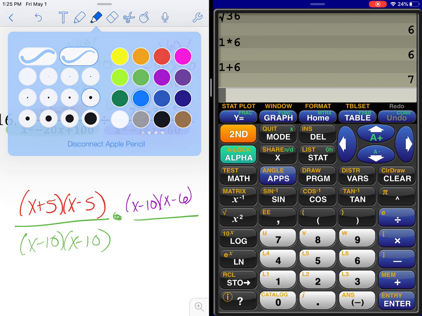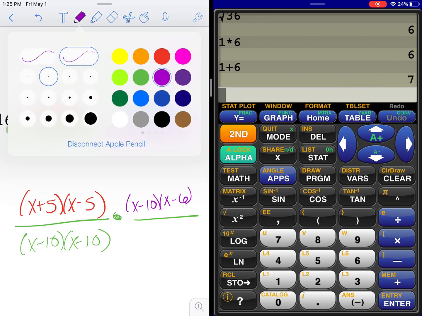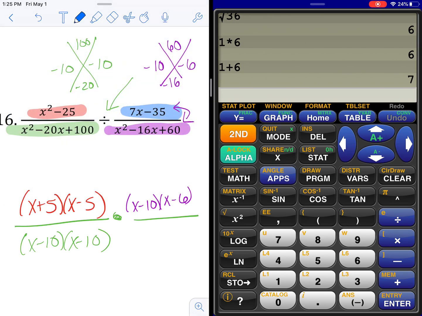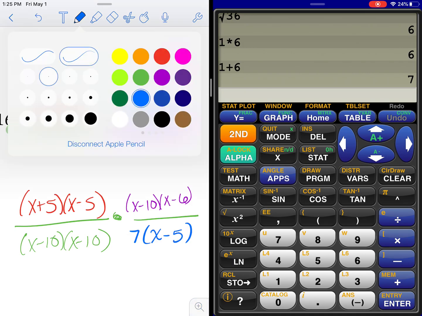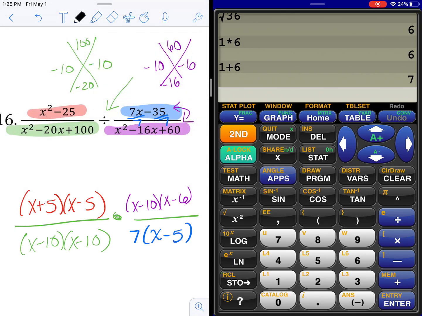And then top right, 7x minus 35. Take out a greatest common factor, take out a 7. So that means I'm dividing both of those by 7, and I get x minus 5. Last step, which is my favorite, to cancel whatever we can cancel.